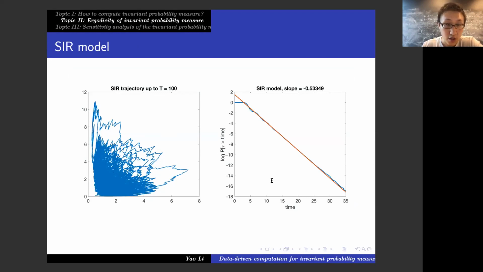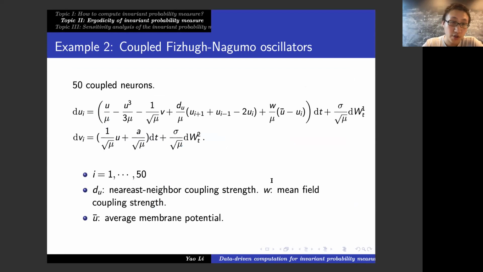The other example is a coupled neuron oscillator. It's a biological neuron, not an artificial neuron. We have 50 of them, with some nearest neighbor coupling and some mean field coupling, and we give independent noise to each neuron. So we have 50 coupled neurons, which means we have 100 equations. And this is the average membrane potential.